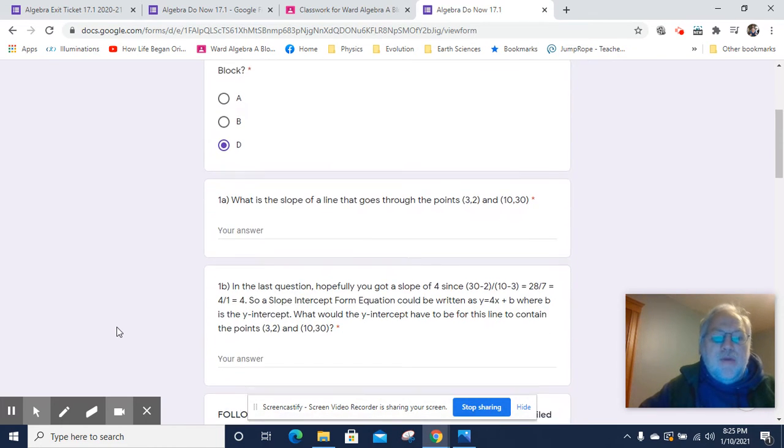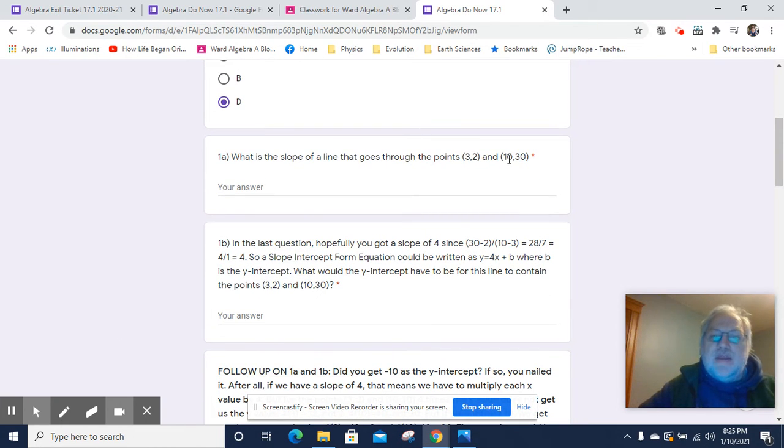So here we go. What is the slope of a line that goes through the points (3, 2) and (10, 30)? Well, here's how you would work that out. We're going to get the change in y over the change in x. So I need to pick one of these y values. I've got 2 and I've got 30, and I need to start a subtraction problem. I'm going to start with 30.